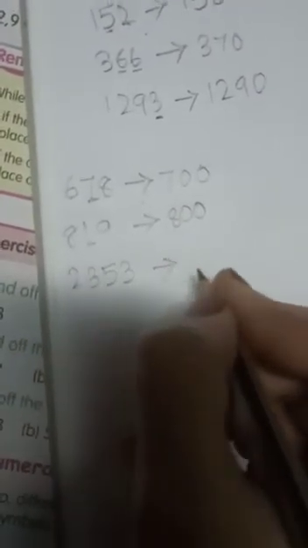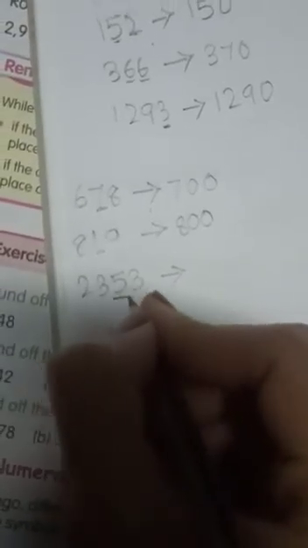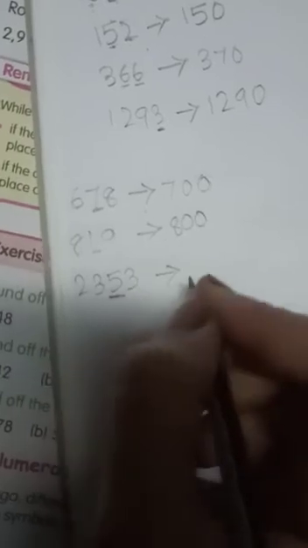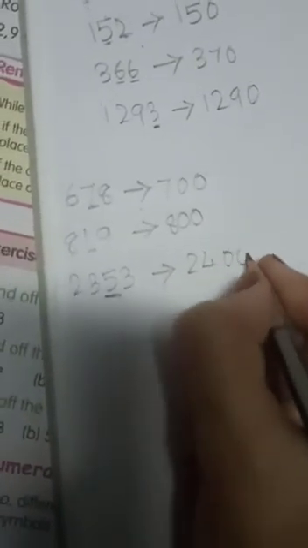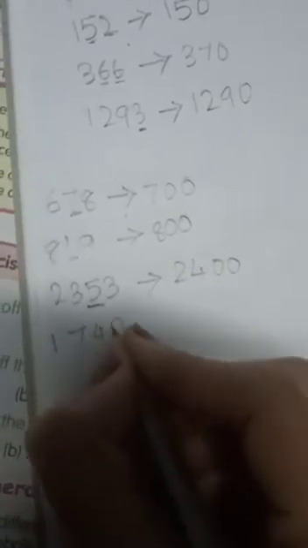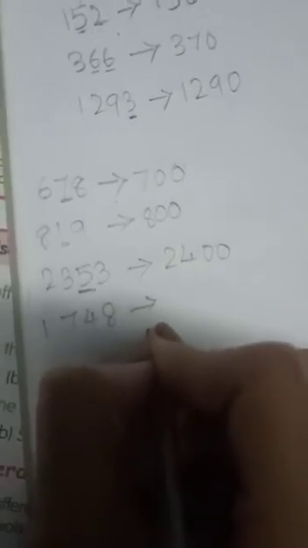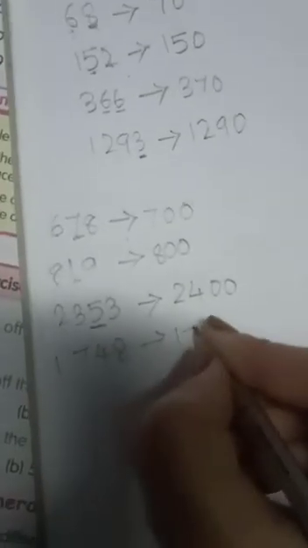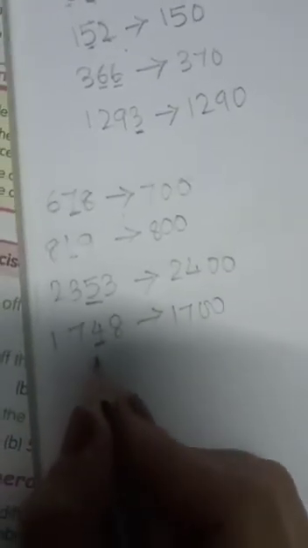Next we have 2353. As the digit in the tens place is 5, let us round off to the next 100, that is 2400. Next, 1748. It is nearer to 1700. How? Because on the tens place we have 4, and it is less than 5.